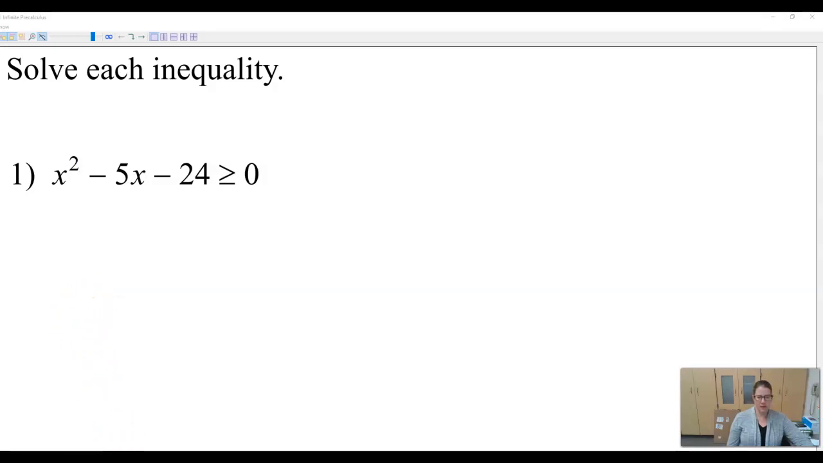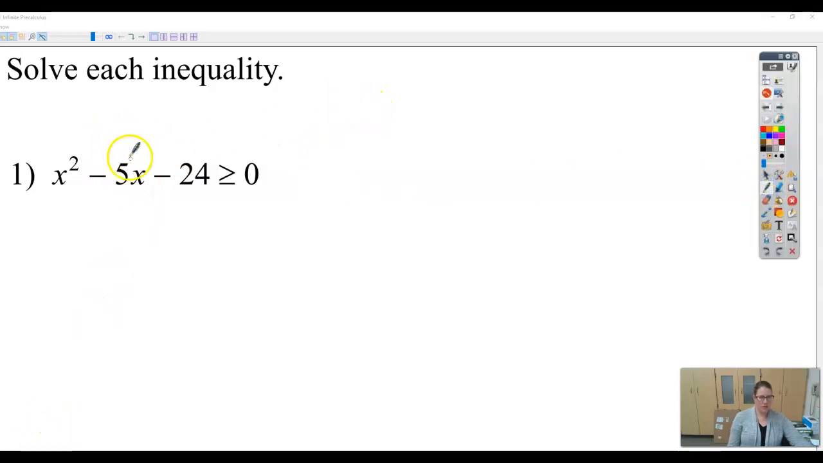Hi guys, in this video we are going to be solving polynomial inequalities. So we're going to start with a trinomial here. It's second degree, so it's quadratic. So let's first think about maybe what the graphs of these look like.